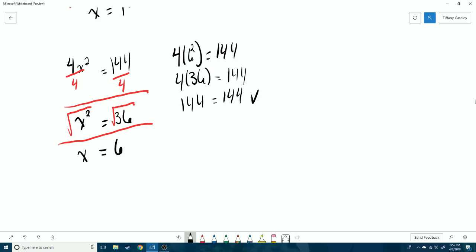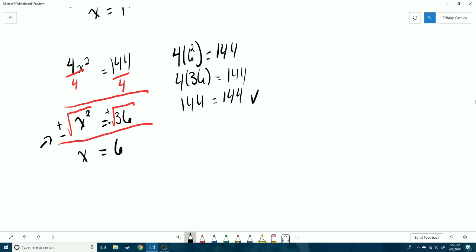Now, when you get to upper level math, when you do the square root like we did here, they're going to have you do plus or minus, because if you take the square root of -6 squared, it also gives you -6, and that's talking about imaginary numbers. But for right now, you really don't have to worry about it, so just do 6.